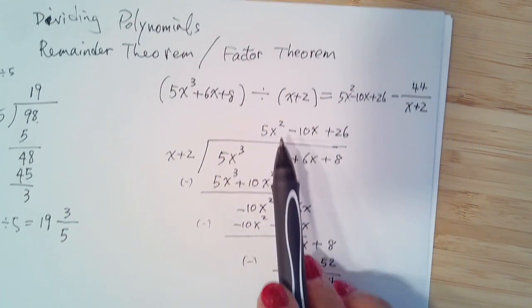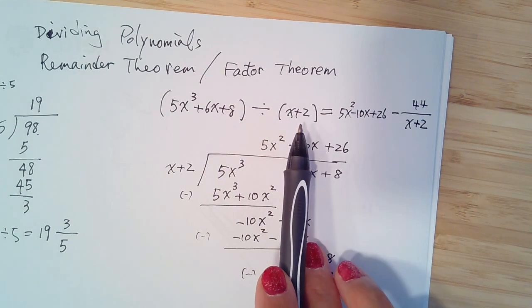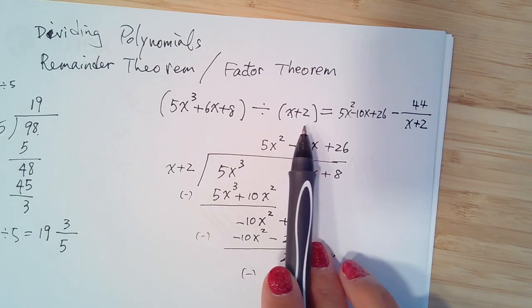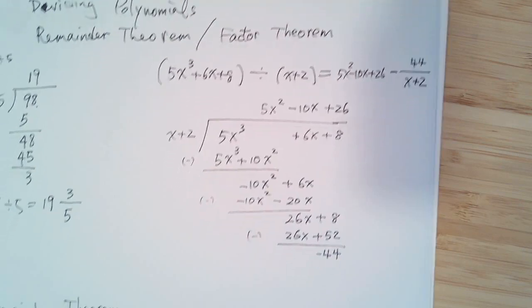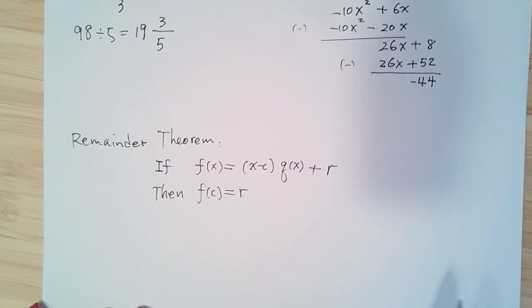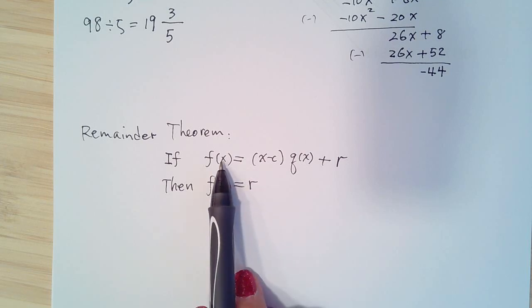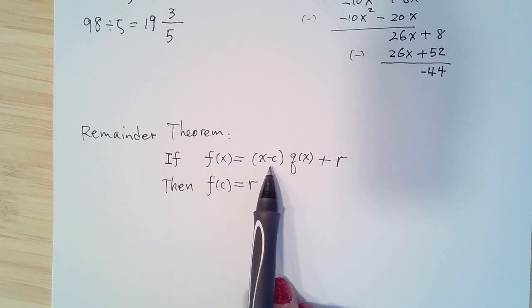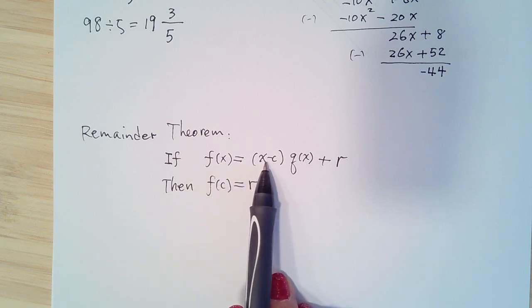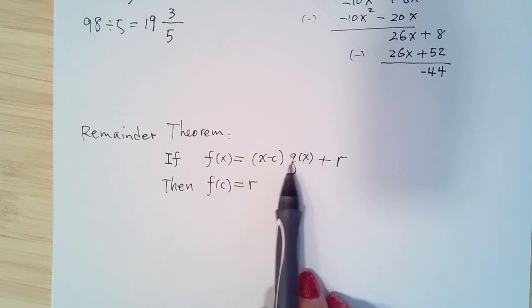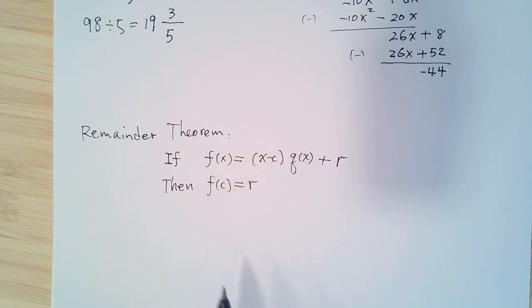So which means f of, what is the c here? C should be negative 2. F of negative 2 will be negative 44. That's what it says. And if you substitute x by c, see, here is a c, c minus c is nothing, so the whole part becomes 0, and you have only r. So this is the remainder theorem.